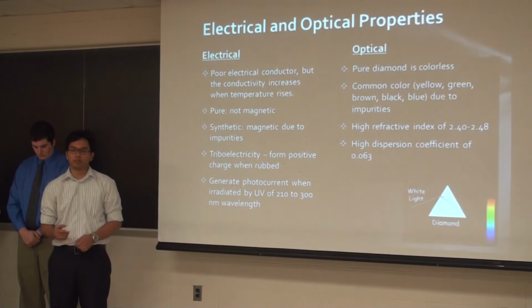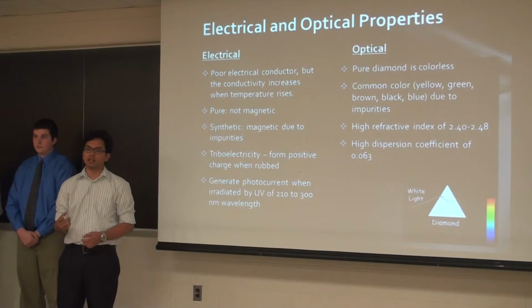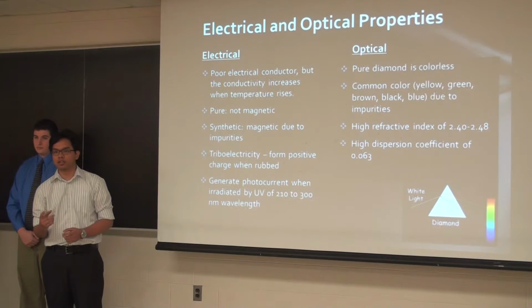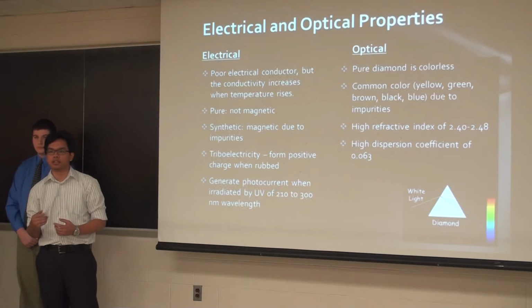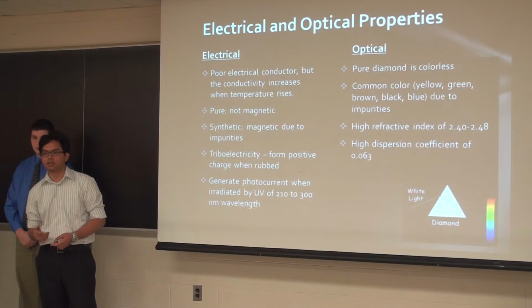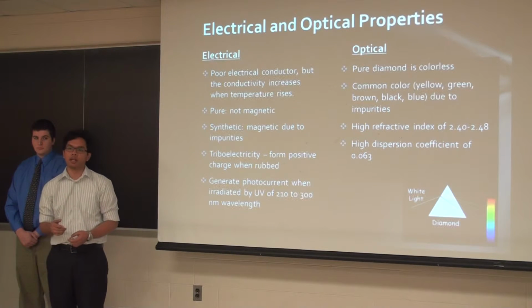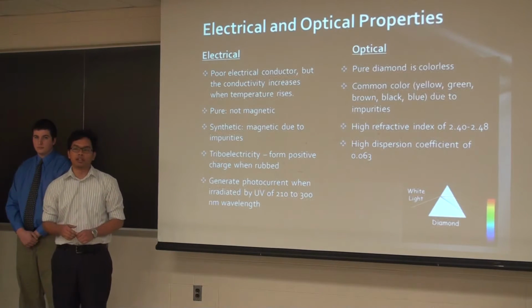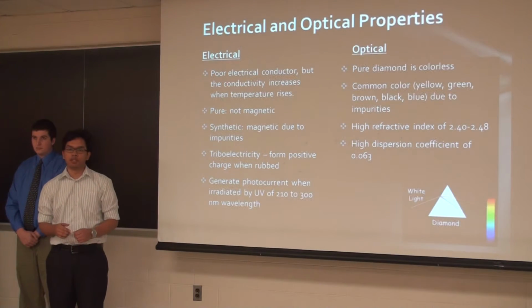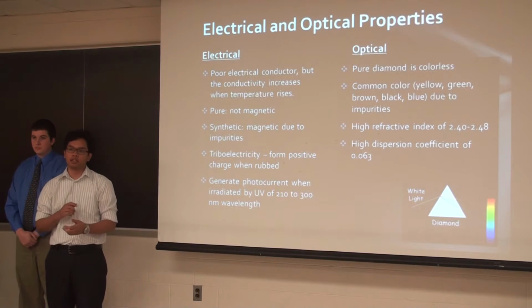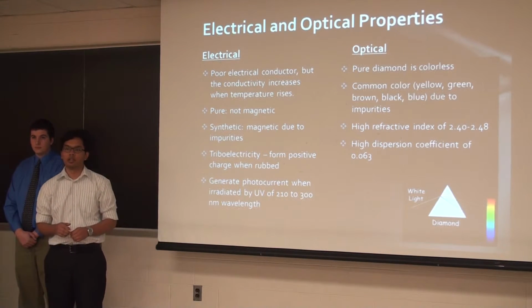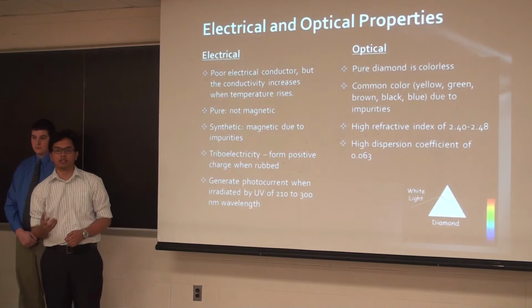Secondly, pure diamond has no magnetism, but a synthetic does. This is because of the presence of impurities in it, such as cobalt, nickel, manganese, or iron. Diamond also possesses the triboelectricity property, which means that when it is rubbed against a hard surface such as glass or hard rubber, it will generate a positive charge.